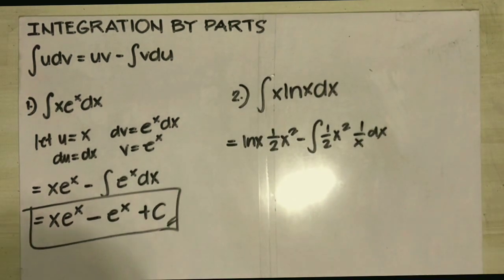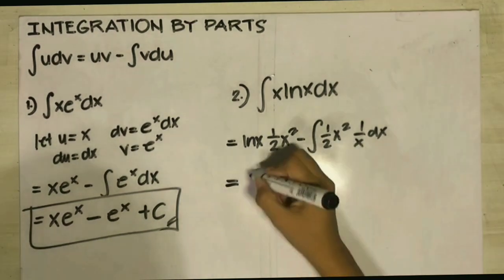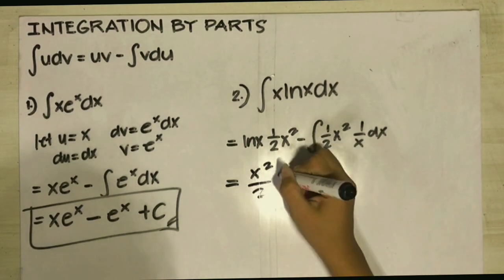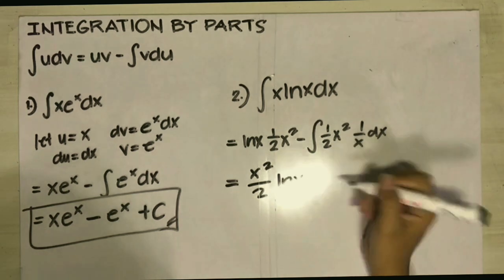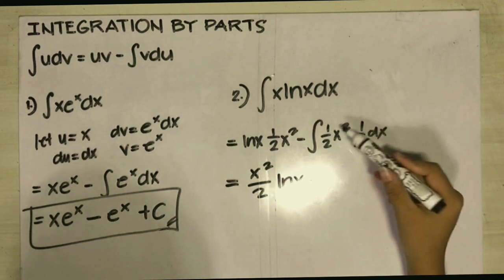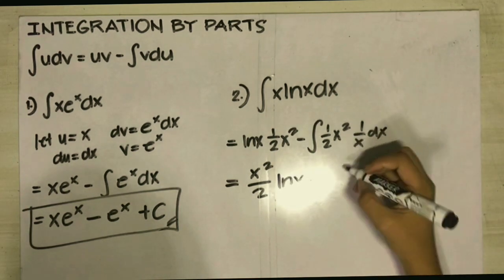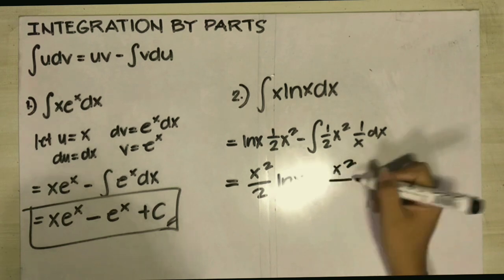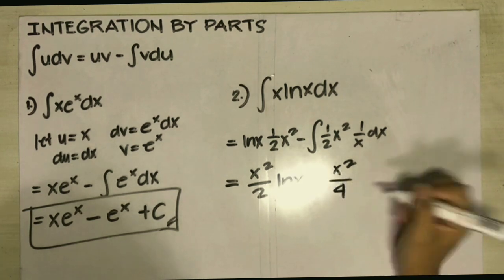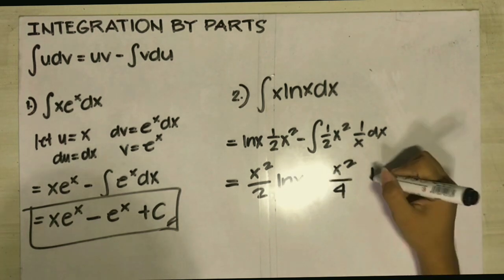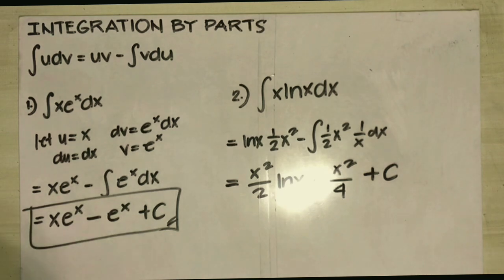And now, let's integrate. So this is equal to x squared over 2 ln x minus x squared over 4 plus c.